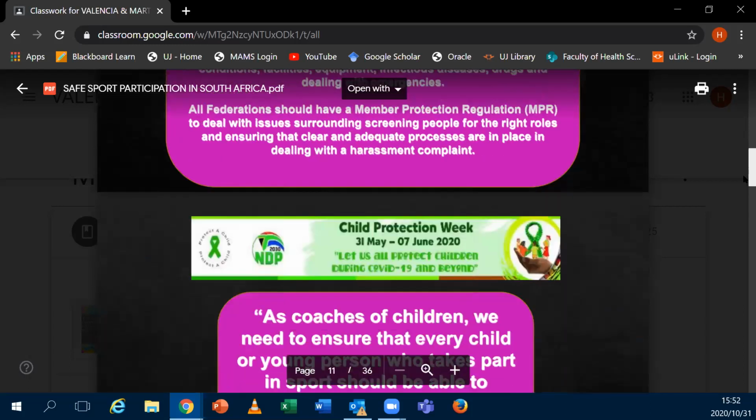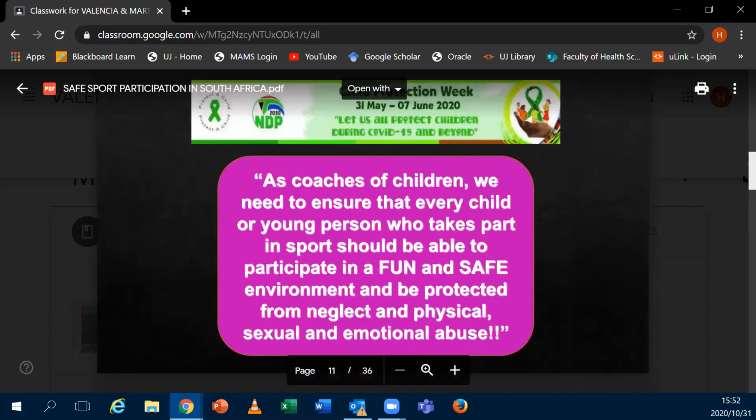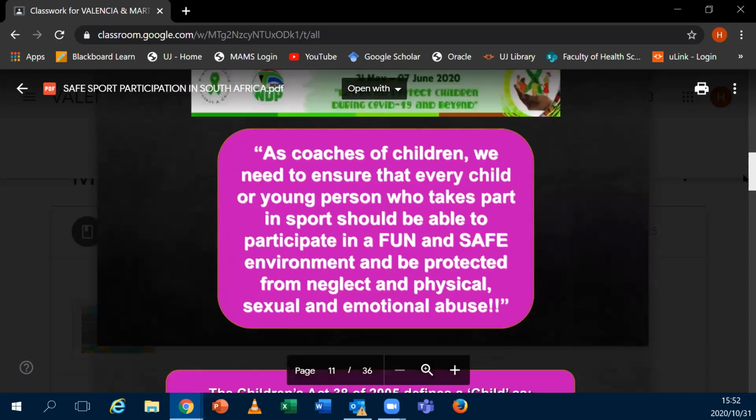You can all go through this in much more detail. But as coaches of children, we need to ensure that every child or young person who takes part in sport should be able to participate in a fun and safe environment, and be protected from neglect, physical, sexual, and emotional abuse. So let's make sure that this word gets out.